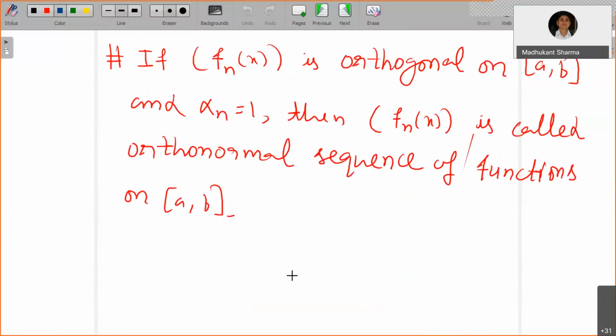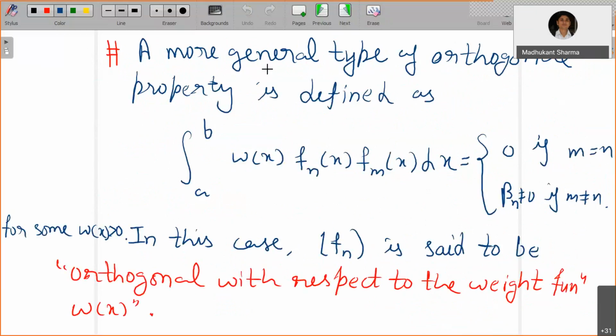Okay, right. So as already mentioned, if the sequence fn is orthogonal and alpha n is equal to 1, then this sequence is called an orthonormal sequence of functions. And a more general type of orthogonal property is defined by introducing a weight function in the product of these two functions. There may be a chance that the integral of fn into fm may not be 0, but if you multiply by a weight function, it will satisfy this property.